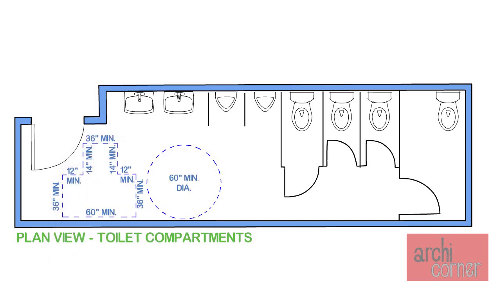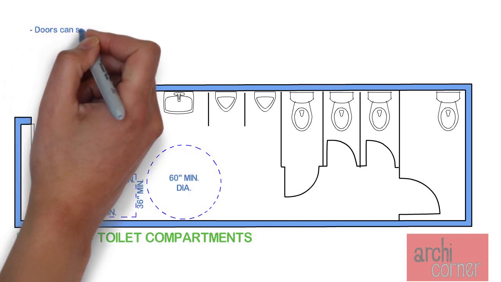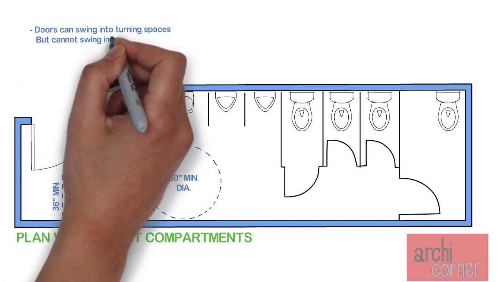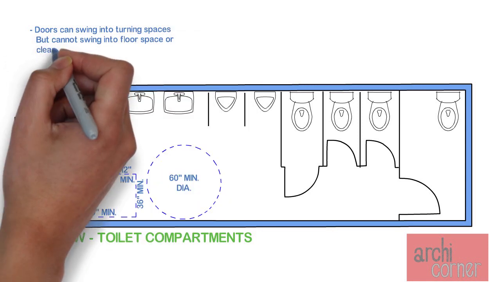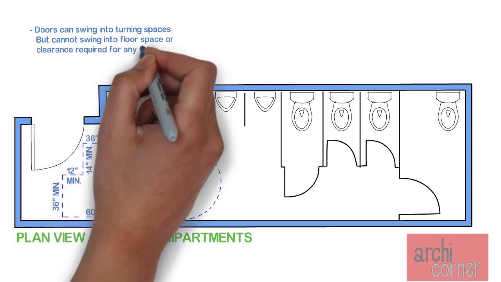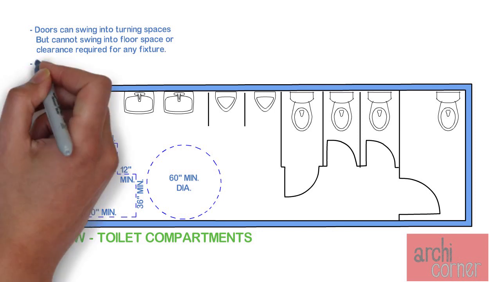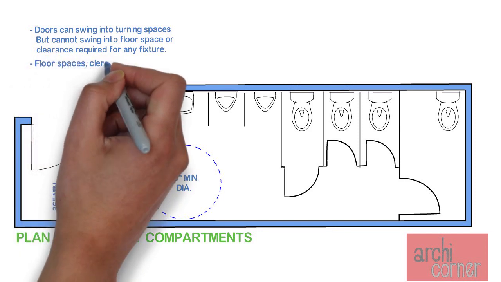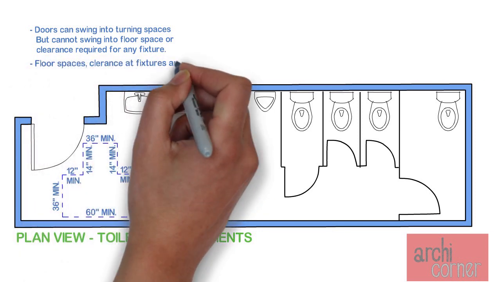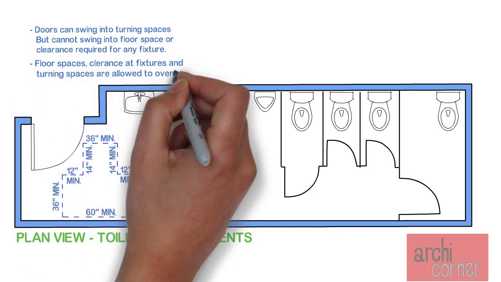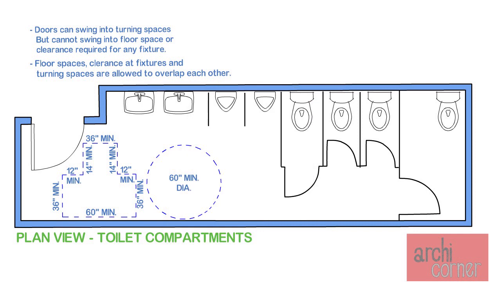And in case you're wondering, yes, the door can swing into the turning spaces, but a door cannot swing into floor spaces or clearances required for any fixture, which we will talk about shortly. As we talked about these other clearances, know that clear floor spaces, clearances at a fixture, and turning spaces are indeed allowed to overlap each other. Let's now move on to lavatories.